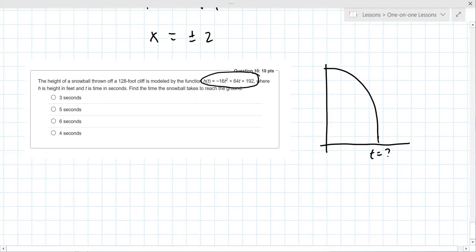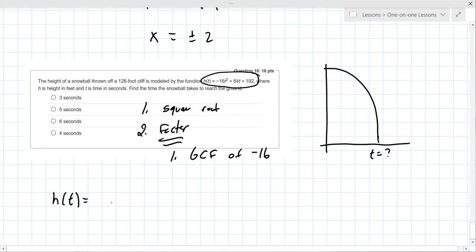So what are some methods you know to solve? You can use the square root property. Well, that works when there's no middle term, but this one has that middle term there. You could graph it, or you could factor. So I want you to factor this one. But the first thing I want you to do is factor out a GCF of minus 16. So your H of t will look like minus 16 and then something in here. I want you to figure out what goes in parentheses. You're factoring out minus 16 from every single one. Okay.